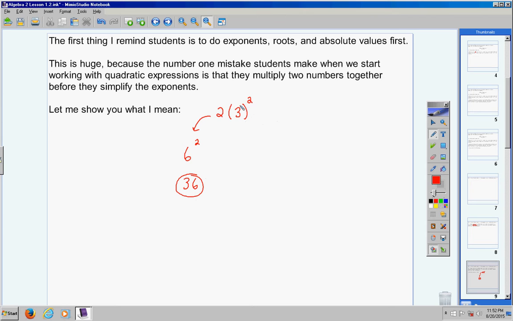You first simplify your exponents. So here's your exponent right here. Here's your base right here. The 3 is being raised to the second power. So 3 times 3 is 9, okay? Now, the 2 is right next to the parentheses, so it's multiplying. So when you bring your 2 down, you can put a dot if you want. I like to put parentheses myself. So 3 squared is 9. 2 times 9 is 18. Look, you get a totally different answer, okay? You do not multiply these numbers first. You first simplify your exponent, okay? So this is really important that we understand that we need to do exponents, roots, and absolute values first.